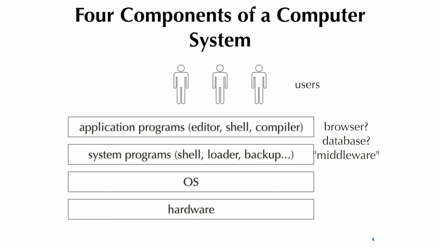So there are things that are used really at the system level because they serve the entire system. These are called system programs. And are they part of the OS? Well, not the core part, not the kernel part, but they are tightly associated with the OS, right?